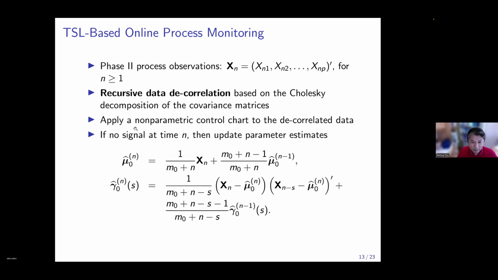Then we apply a non-parametric control chart to the decorrelated data. If there is a signal, then we try to figure out what's the root cause. If there is no signal at the current time point, then we combine xn with the in-control data, and then we update the in-control parameter estimates by using the combined in-control data. So the in-control data keep being expanded, and the in-control parameter estimates keep being updated. This update is a recursive update to save some computing time.